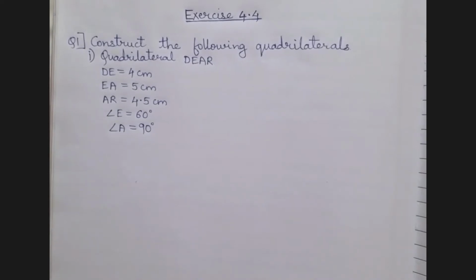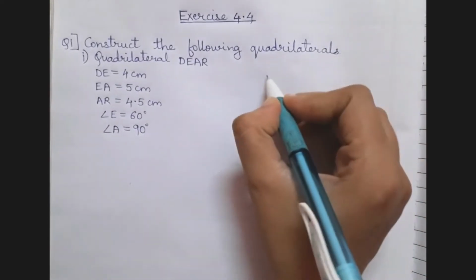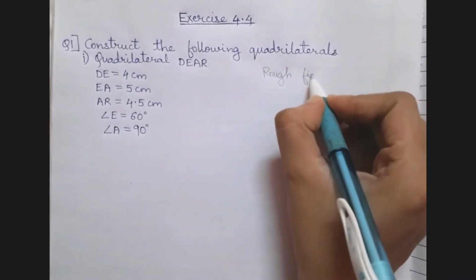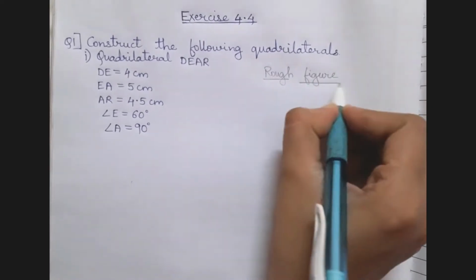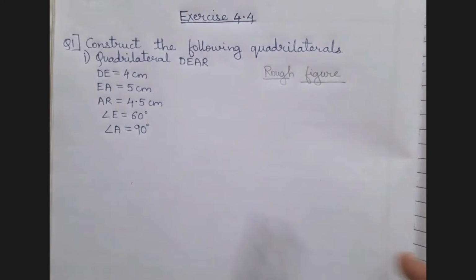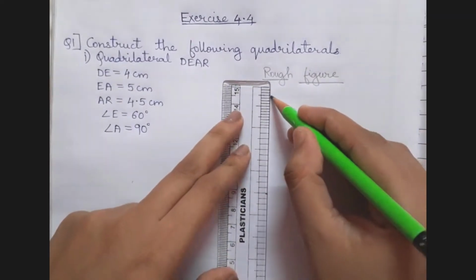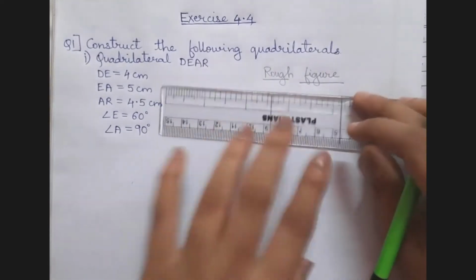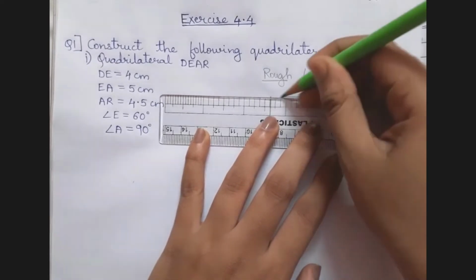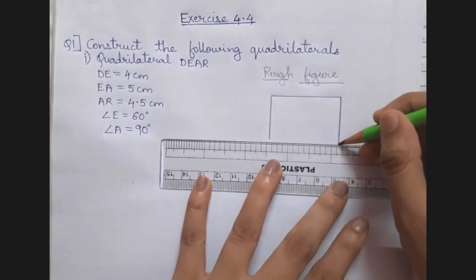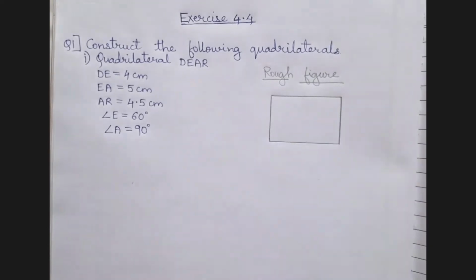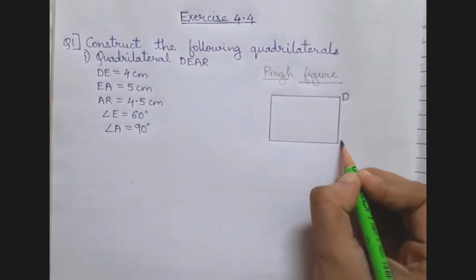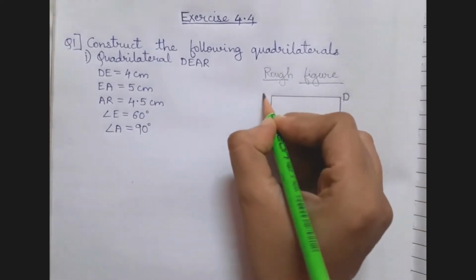So the first step is to draw the rough figure. So it is a quadrilateral. So the name of the quadrilateral is DEAR.